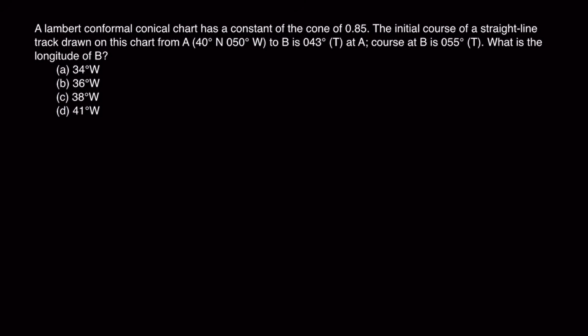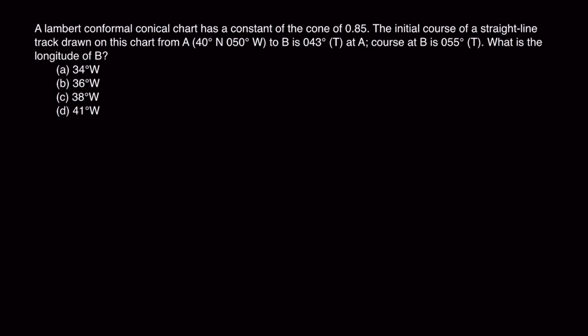Okay, looking at the next question: a Lambert conformal conical chart has a constant of the cone of 0.85. The initial course of a straight line track drawn in this chart from A to B is 0.43 at A. At B, it is 0.55. What is the longitude of B?